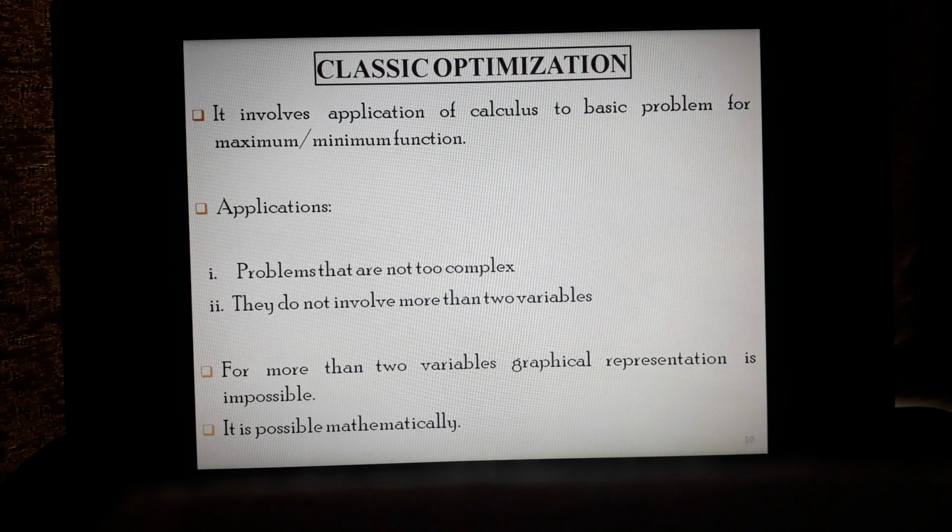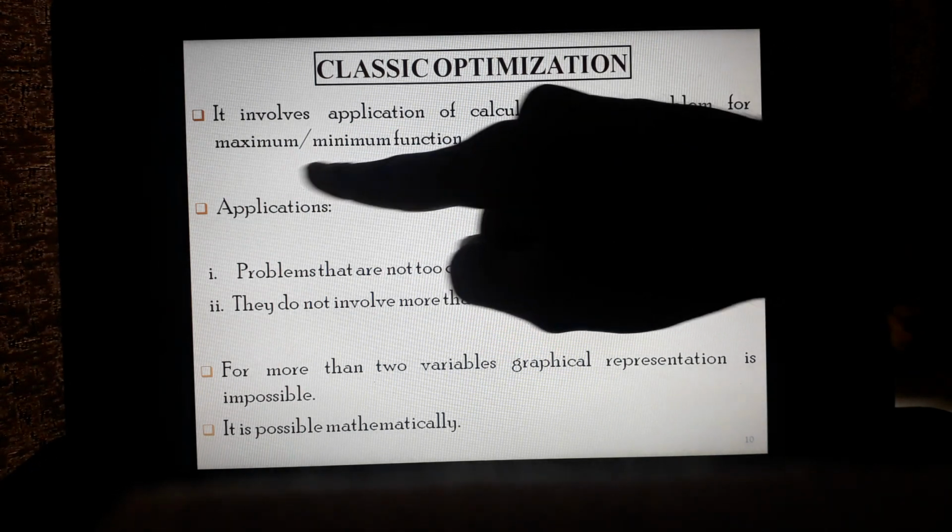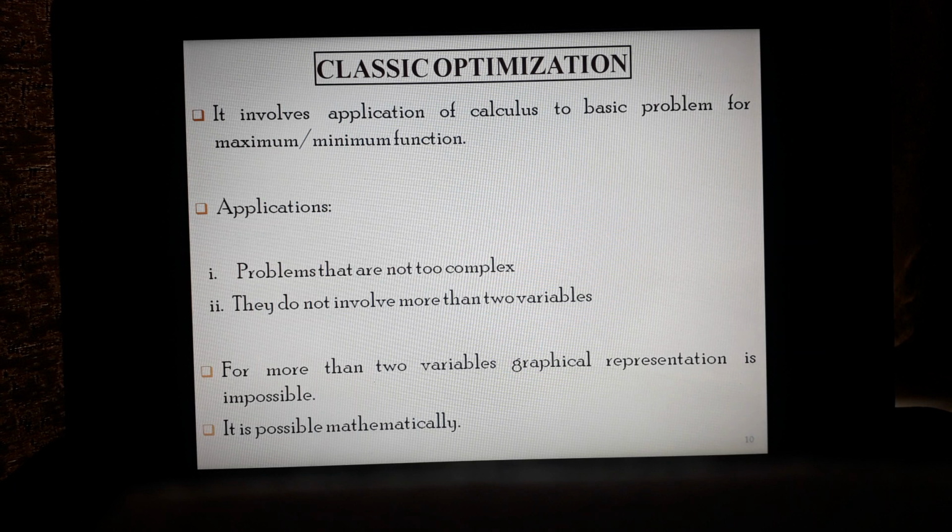As far as classical optimization is concerned, it involves the application of calculus to basic problems to find the maximum and minimum of a function. So this maximum and minimum is really crucial to define the optimization parameters. As far as application is concerned, classical optimization applies to problems that are not too complex, which are easily helpful for better formulations to look forward.